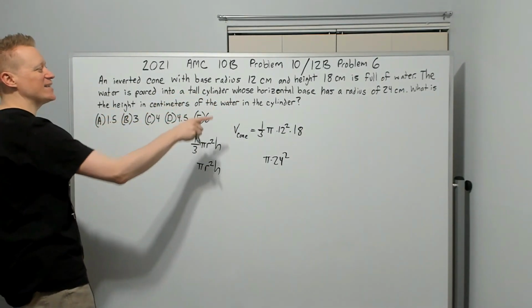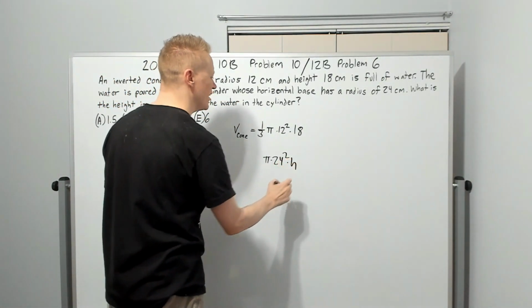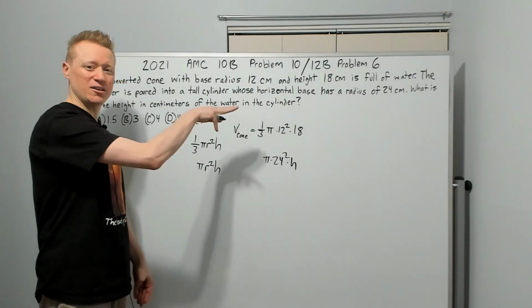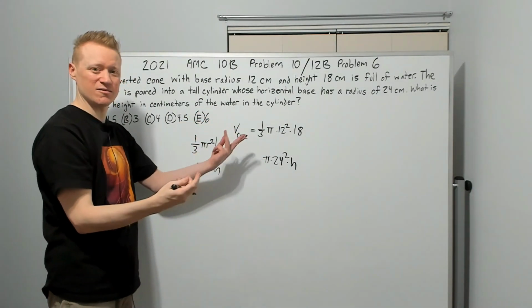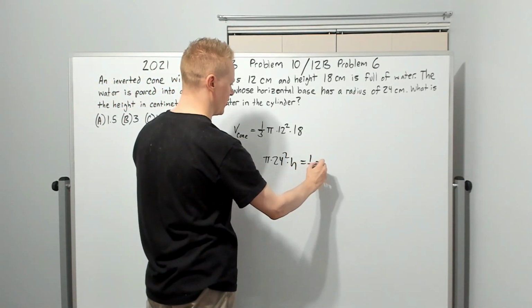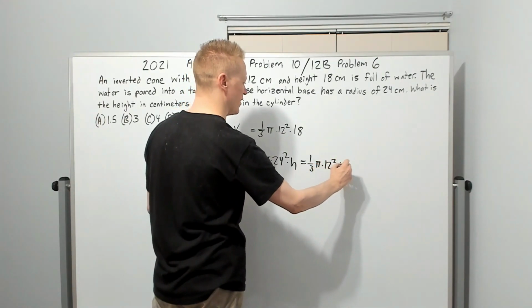What is the height in centimeters of the water? Notice we don't need to know the height of the cylinder. Doesn't matter, because the water's only going to go to a certain height when the volume from this fills it up. So we're just going to set this equal to 1/3 pi times 12 squared times 18.